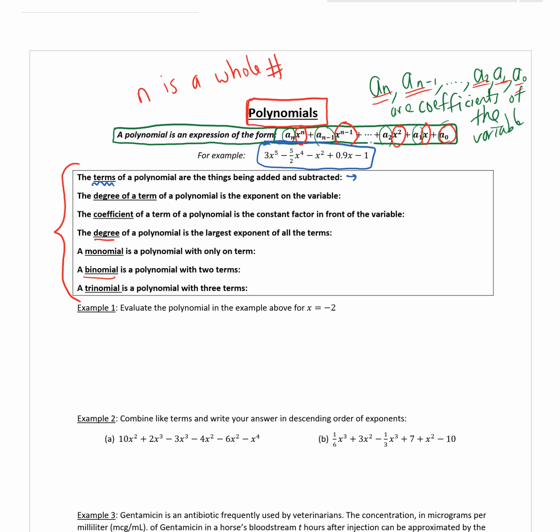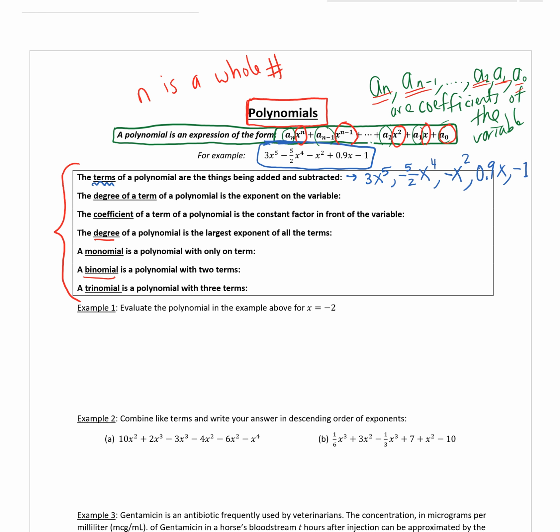So in the above example, the first term is 3x to the 5th, and then you're subtracting. Technically, if there's a subtraction sign in front, think of it as a negative. So I'm thinking of the second term as not just 5 halves x to the 4th, but as negative 5 halves x to the 4th. The third term is negative x squared. The fourth term is 0.9x, and the last term is negative 1. Really it's the things that are being added and subtracted together, separated by pluses or minuses. Okay, so those are terms.